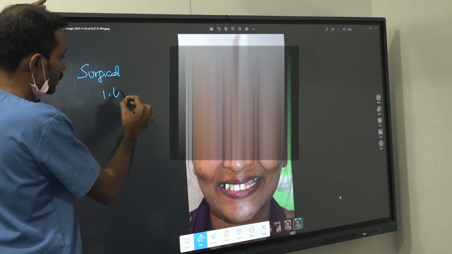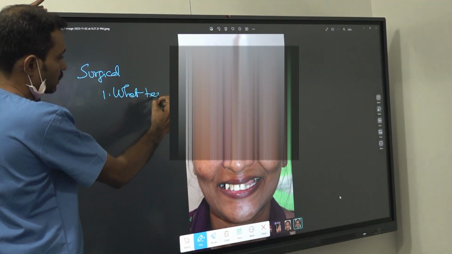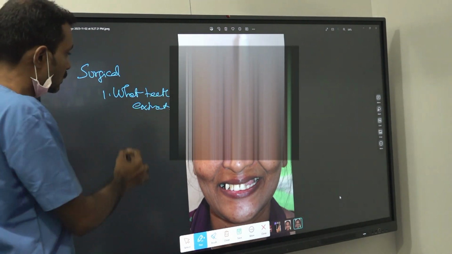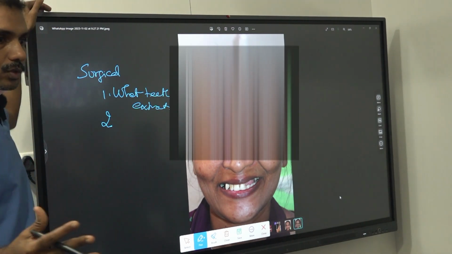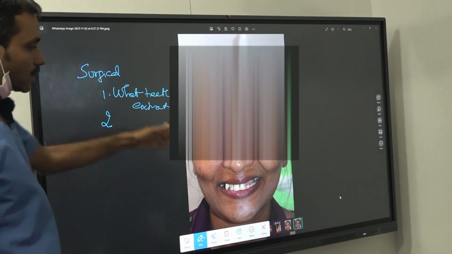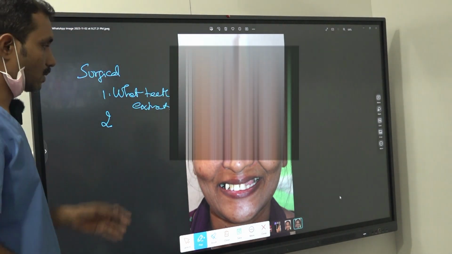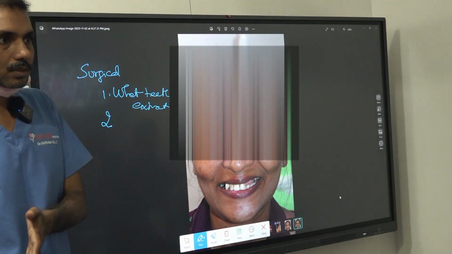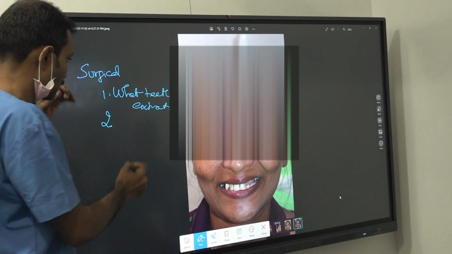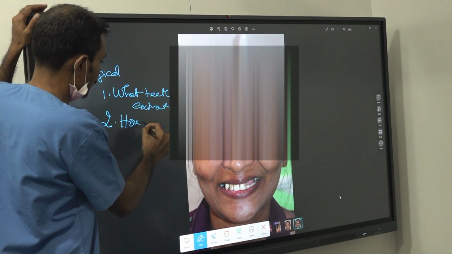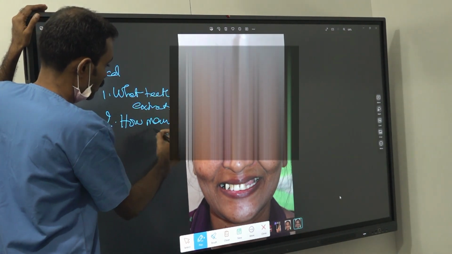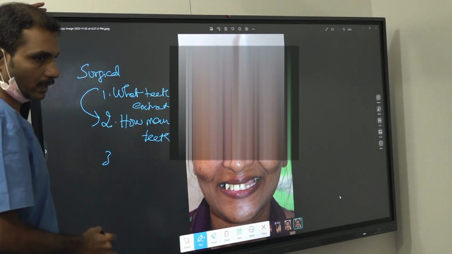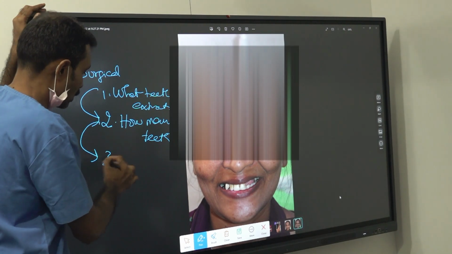So the first thing is, what teeth need extraction? Then only you will get an idea how many teeth you are going to replace. Of course, in this patient we are going to remove all the teeth, but in some partial cases we need to decide whether this tooth I have to keep or whether we have to remove it. So how many teeth to replace? How many teeth need to be replaced? This question leads to how many implants?